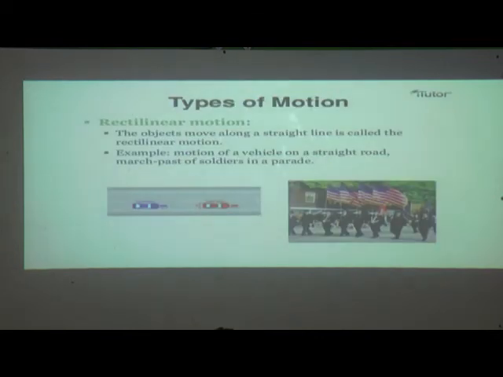So first one, rectilinear motion. When objects move along a straight line, it's called rectilinear motion. Here is an example of that: motion of a vehicle on a straight road, and march past of soldiers in a parade. So students, what is meant by rectilinear motion? The objects move along a straight line. It's called rectilinear motion, and here are the examples also.